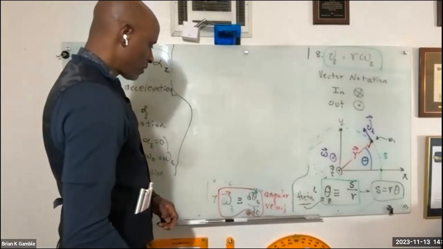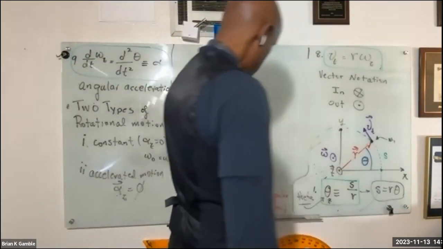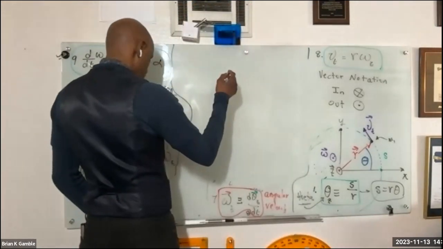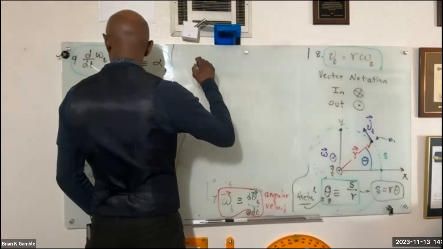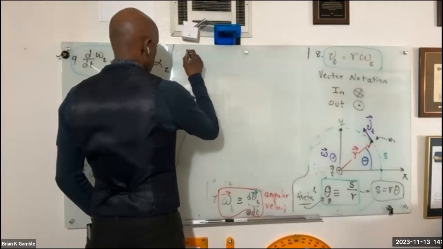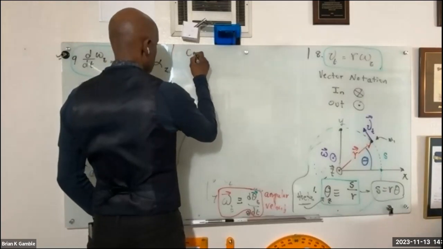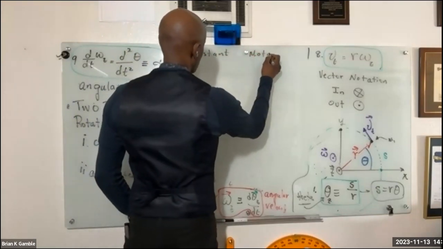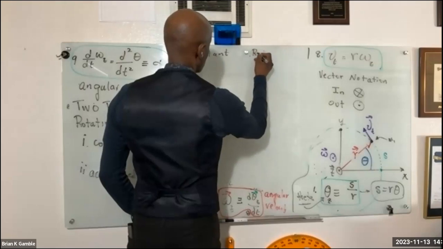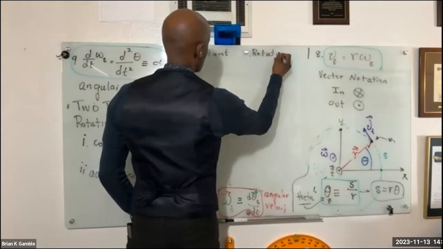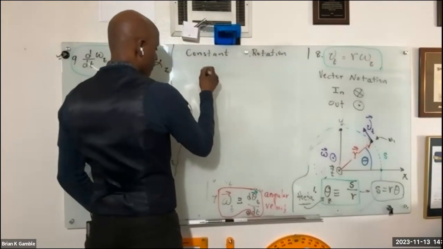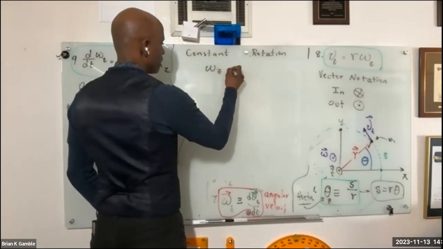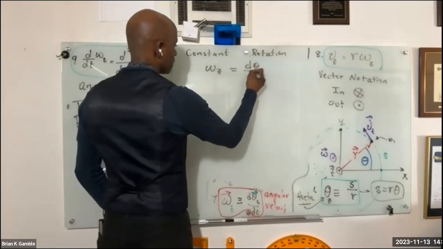But here we'll start with this equation here. Then we do separation of variables and integrate. So, equations of motion, for constant motion, rotational motion that is. If it's constant, then that means omega z is a constant. So omega z is defined as d theta dt.